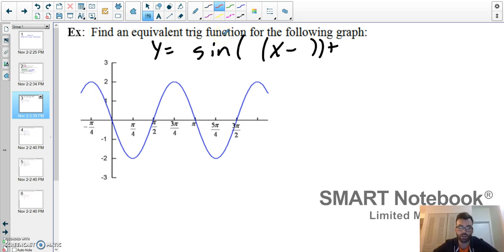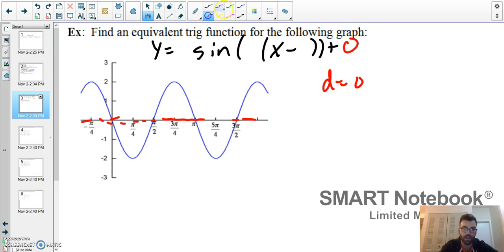The first thing we wanted to do was look at our d value. We're going to try to find our d value. Our highest point here is 2. Our lowest point is negative 2. So the middle here, our midline, is right there. So our d value is 0. There is no vertical shift in this one.